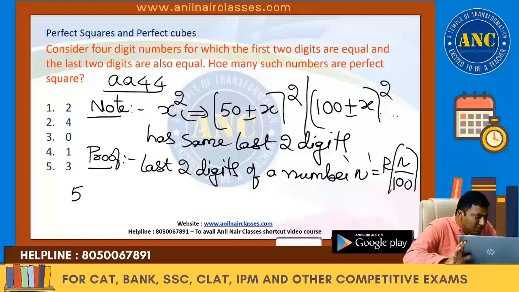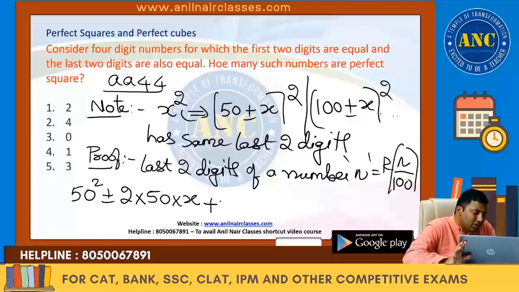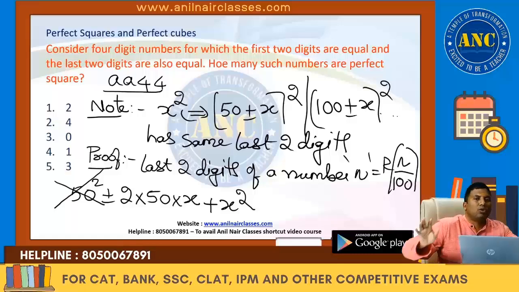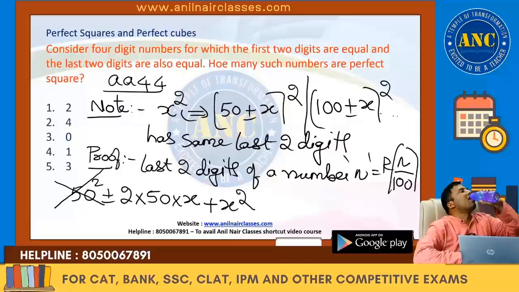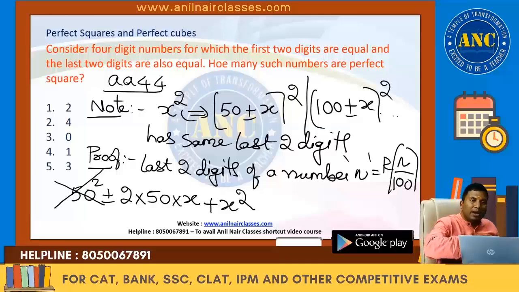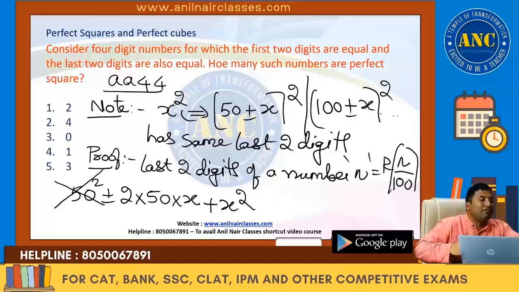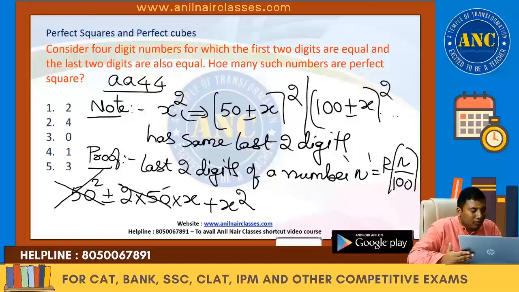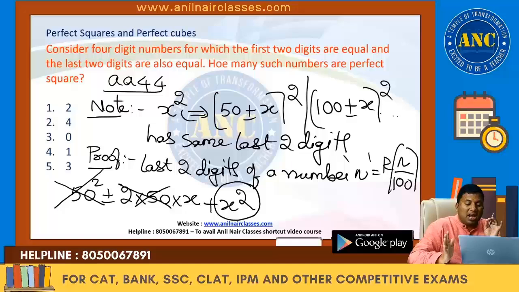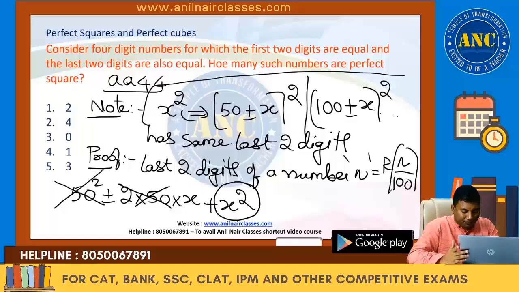If I expand (50 plus or minus x) whole square, it is 50 square plus or minus 2 into 50 into x plus x square. 50 square is perfectly divisible by 100 because 2500 divided by 100 has remainder 0. 2 into 50 is 100, and 100 into any number divided by 100 has remainder 0. What is the remaining? Remaining is x square. Remember, very, very important key point.